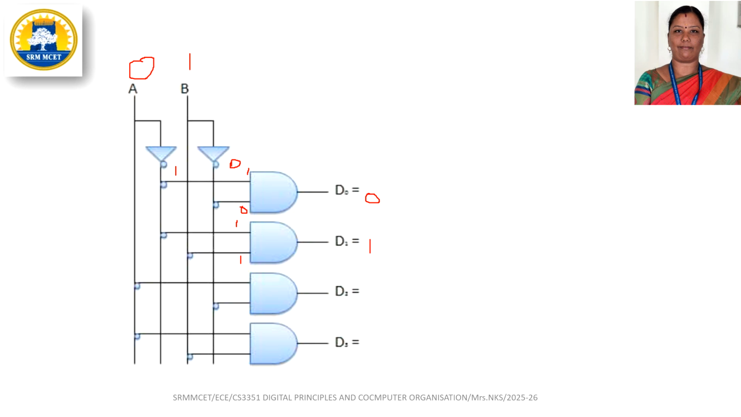So the output of this AND gate will be 1. Next, the third AND gate will be getting 0 and 1. If any one input is 0, the output of this AND gate will be 0. The fourth AND gate will be having 0 and 1, so the output of this AND gate is also 0. So we just verified the truth table. For 0, 1, the output of D1 is 1. Hence the truth table is verified. We have designed the 2 to 4 decoder.